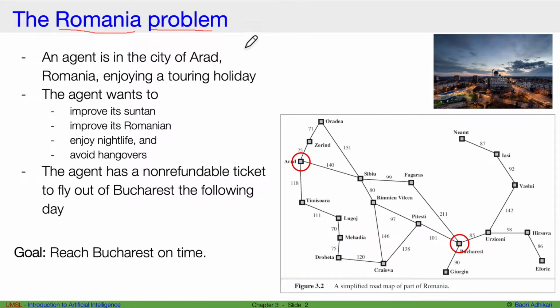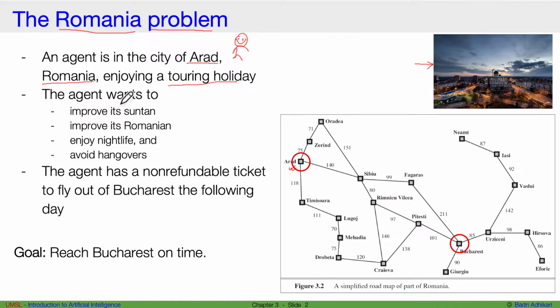Say, for example, we have an agent, and the agent is in the city of Arad, Romania. And say the agent is enjoying a touring holiday. Here's a picture of the city of Arad, a beautiful city. And here's a map that shows the city of Arad along with many other cities in the surrounding area. Here's Arad, Sibiu, Zerind, Timisoara, and so on.